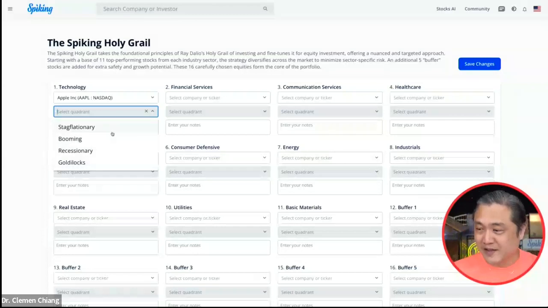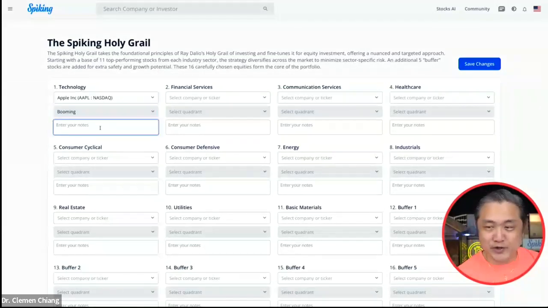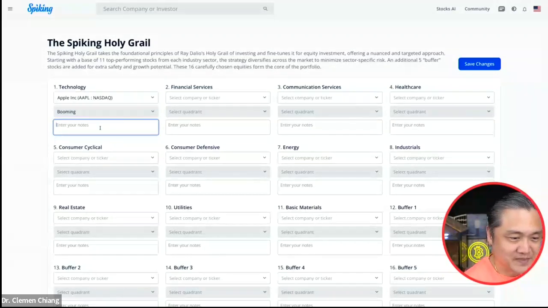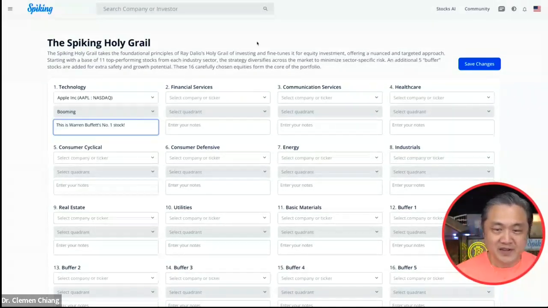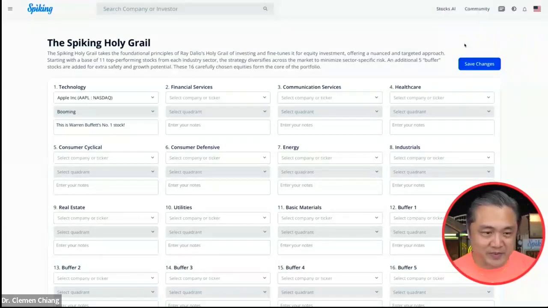So to me, Apple will do very well in a booming economy where everybody has extra cash, everybody will renew, buy the next upgrade of the iPhone version, just keep buying like crazy. That's the part, all right? So I will put a note right there. So here we go. This is Warren Buffett's number 1 stock. That's it. And after you key in, please make sure you always click save changes, or the system will forget about it.